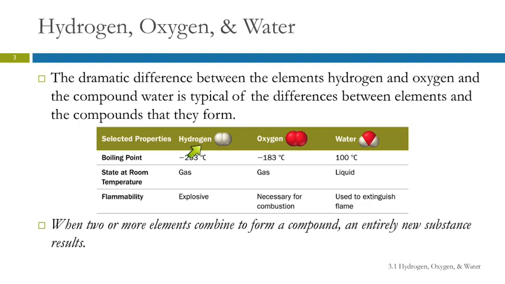Hydrogen is a flammable gas, very low boiling point. Oxygen, while not technically flammable itself, is the necessary component for combustion, so fire doesn't occur without oxygen. You take those 2 things and you combine them in water, and now you have a liquid with a high boiling point, and not only is it not flammable, it's used to extinguish flames, right? So combining 2 elements to form a compound, completely new properties.